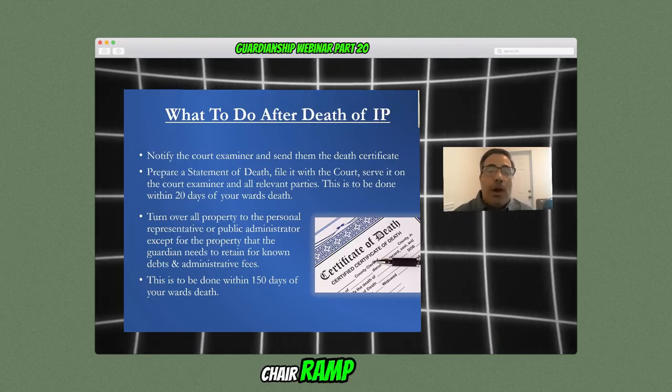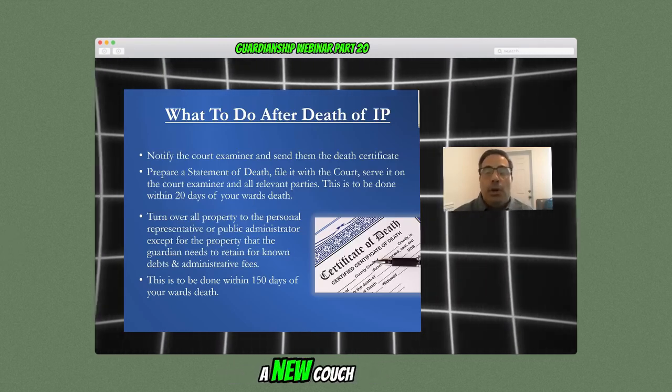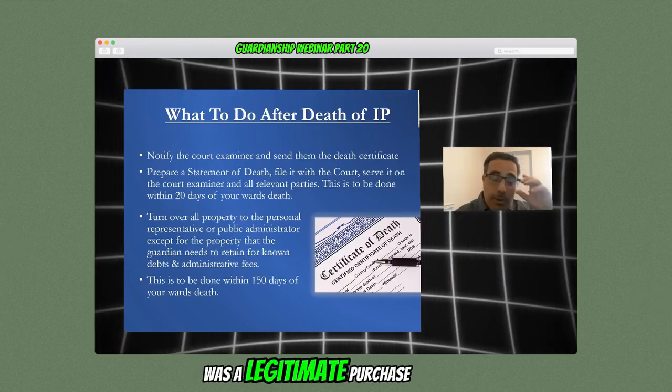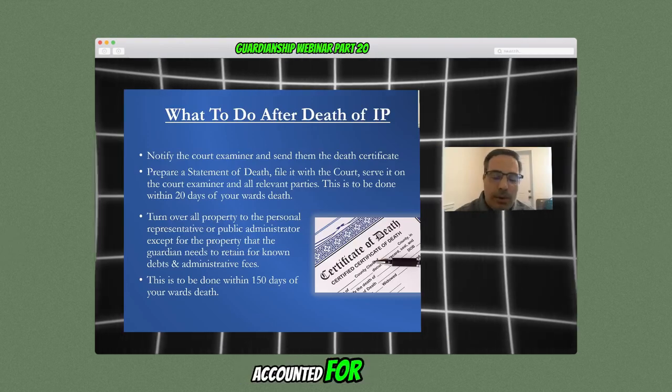Maybe they put in a chair ramp. Maybe they had to buy a new couch. Maybe they had to buy a new bed, a new wheelchair. Maybe there was a legitimate purchase, but it has to be accounted for.